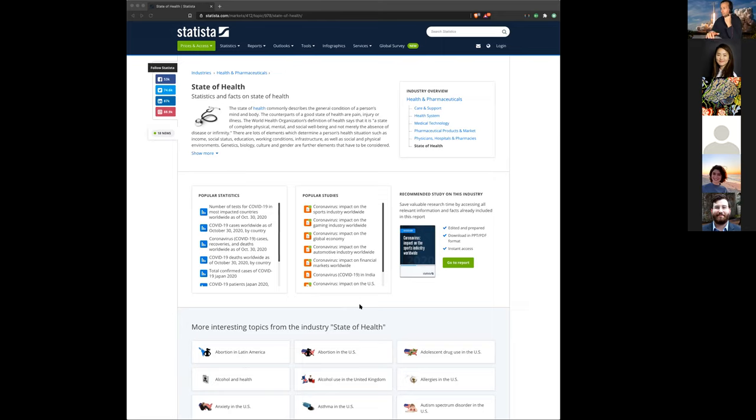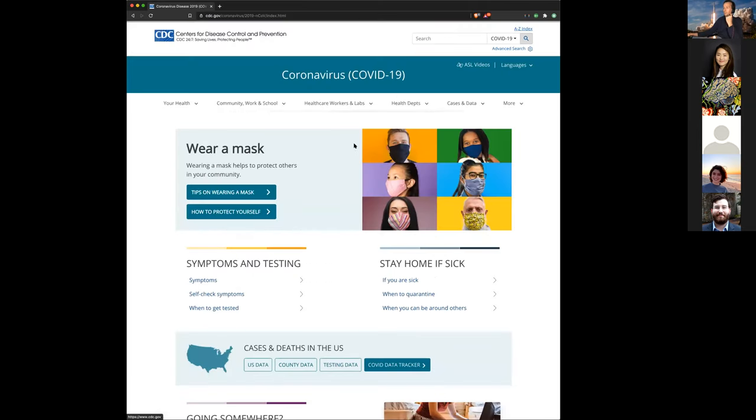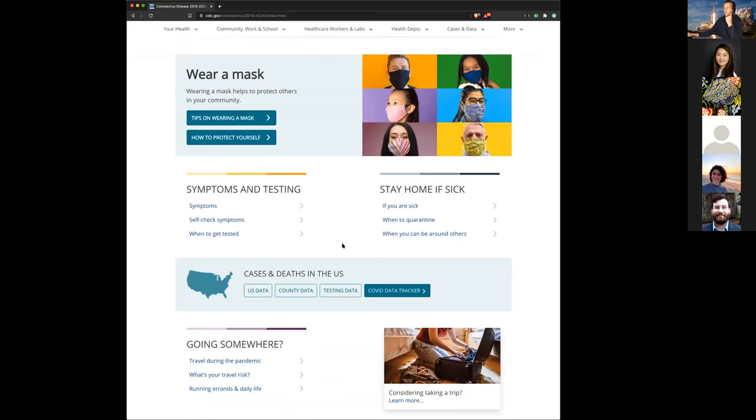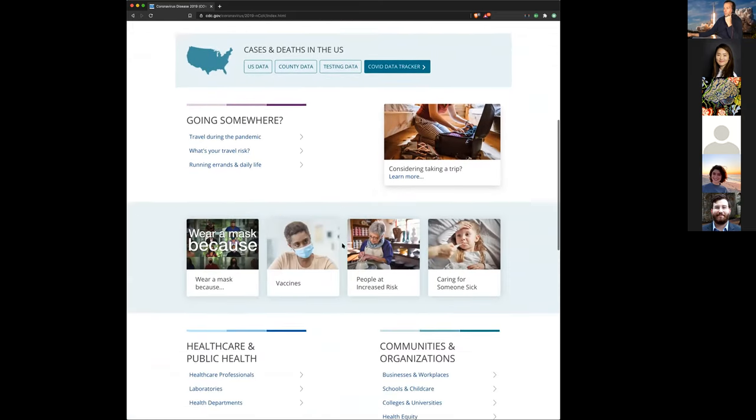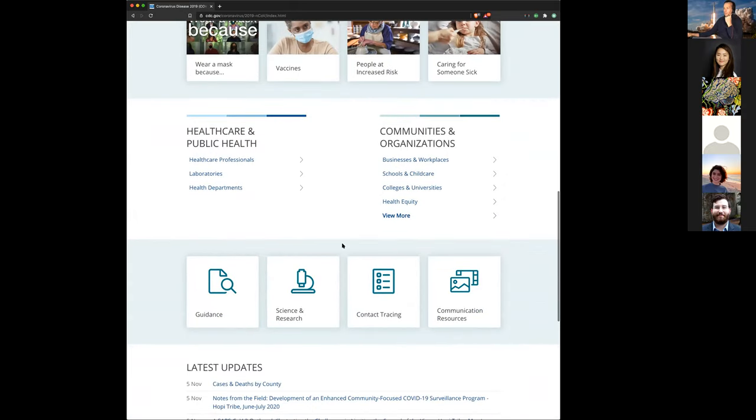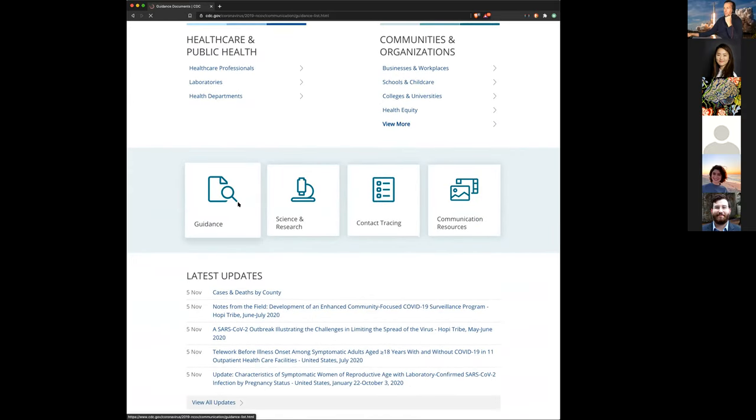And then moving on, if you want to see the resources that are available, this is a good resource to look at when you want to see what the current thoughts on mitigation strategies are, for instance. This is just a CDC portal where you can go and look at various recommendations. They have their guidance documents.